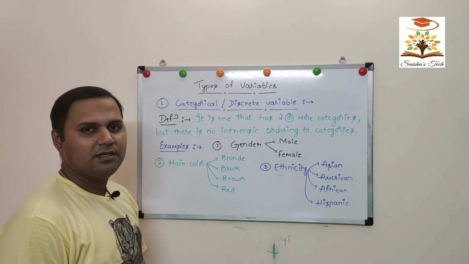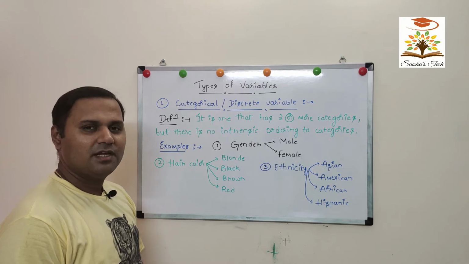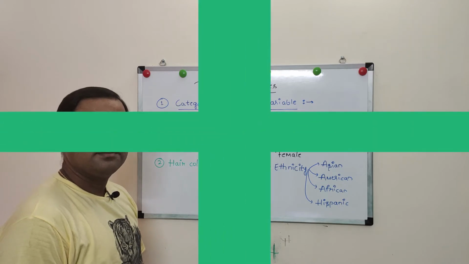Categorical or discrete variable is also known as nominal variable. It always represents the count of the categories in the variable.